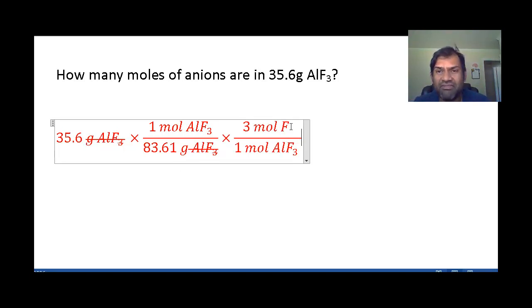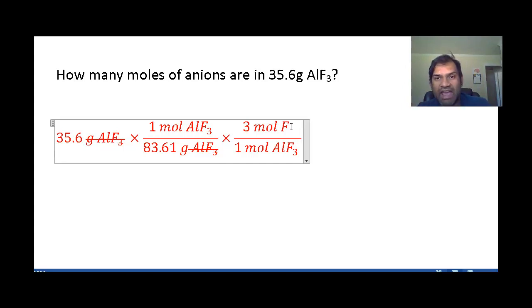You can actually say F minus here because it is an ionic compound composed of Al plus 3 and F minus. And now this is where we can use Avogadro's number because for every 1 mole of F minus, there's Avogadro's number of ions. Okay, so for every mole of F, there's Avogadro's atoms of F. For every mole of anion F minus, there's Avogadro's number of anions F minus. So this is where we use Avogadro's number.